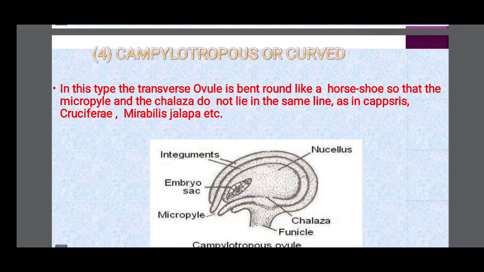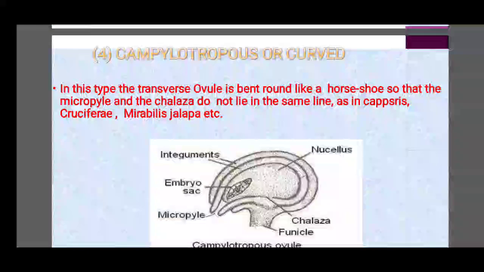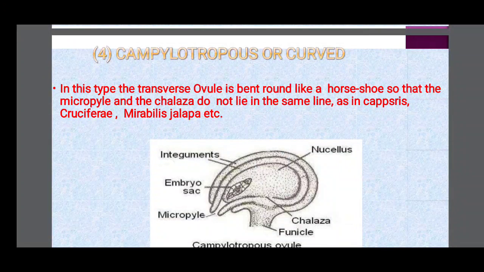Now campylotropous or curved ovule. In this type, the ovule body is transverse and bent round like a horseshoe, so that the micropyle and chalaza do not lie in the same line, as in Capparis, Cruciferae, Mirabilis jalapa, etc. Members show this type of ovule. So campylotropous, the curved ovule, how is it?